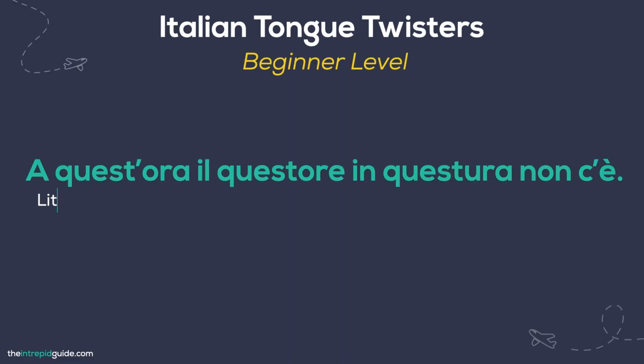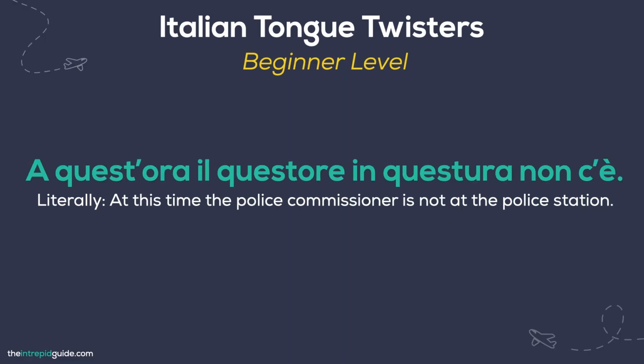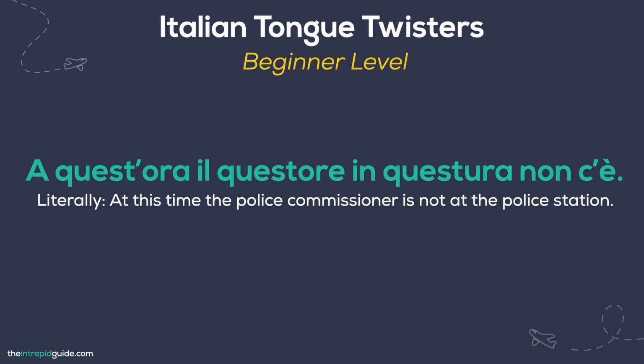Italian tongue twister number 5 is A quest'ora il questore in questura non c'è. This literally means at this time the police commissioner is not at the police station. Now the double consonant combos of QU and ST here join forces to test your pronunciation skills. Pay attention to how S followed by a consonant is pronounced hard. Plus, notice how QU usually comes before a vowel and the U tends to be softer, putting emphasis on the following vowel.